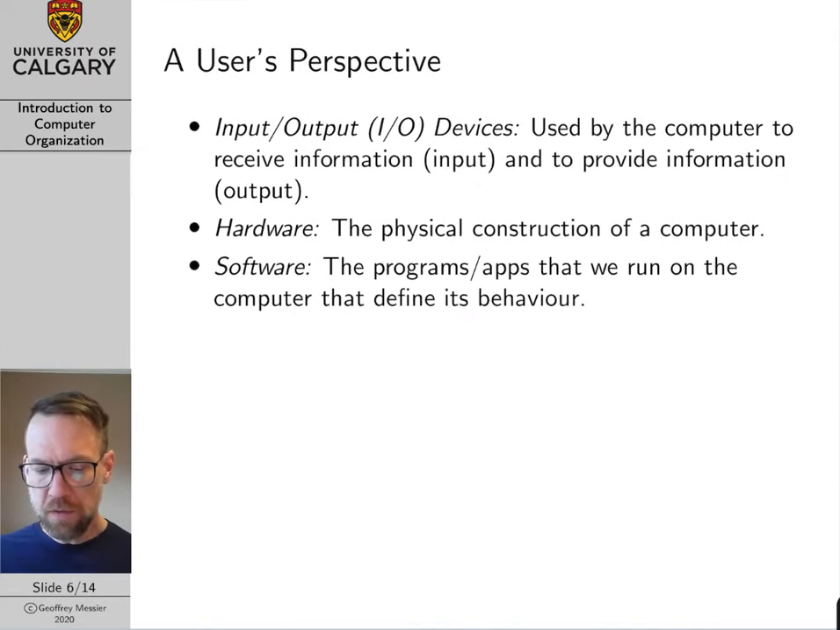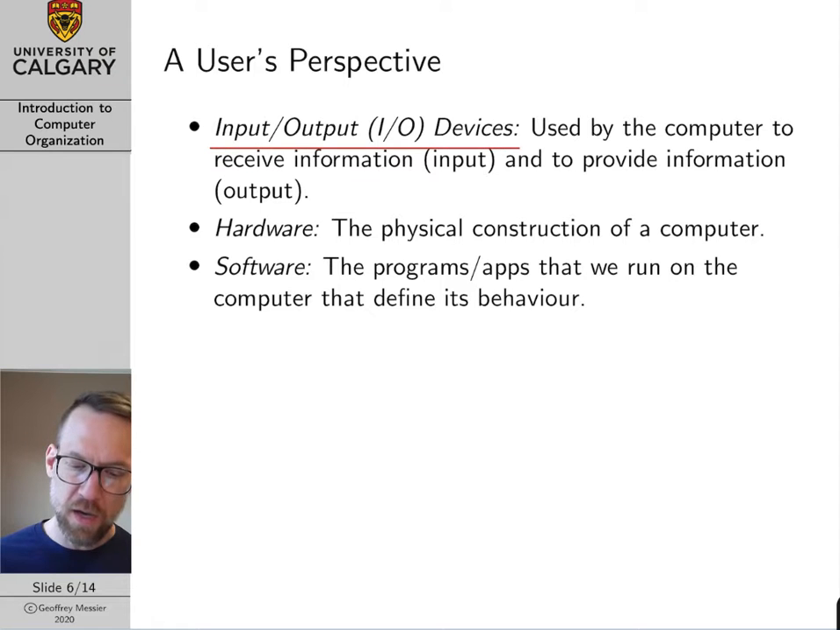And so one of the things that you would have probably noticed throughout these past three examples is that most of the user's perspective is focused on something that we call input-output, or I/O devices. Now, I/O devices are basically used by the computer to either receive information from the outside world, which is the input, so it's going into the computer, or to provide information to the outside world through output, so it's coming out of the computer.